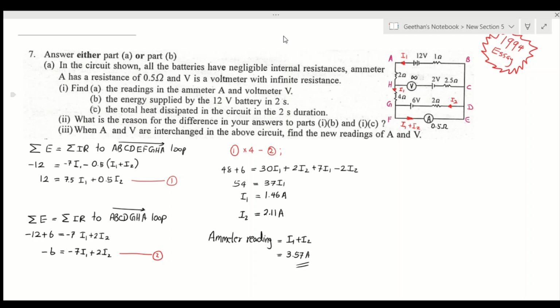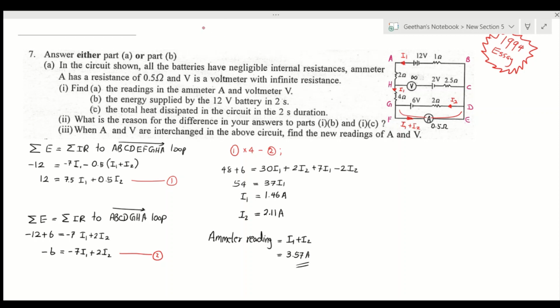What they have asked us in the third part is to find out the voltmeter and ammeter readings when they are interchanged. Now the voltmeter and ammeter are being interchanged. So you know, when you replace the ammeter with the voltmeter of infinite resistance, there will be no current passing through this particular part of the circuit. No current is passing. Right. So therefore, there will be another loop added, because now there's an ammeter connected here.